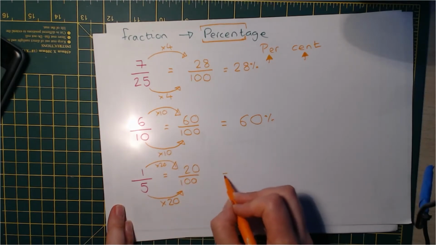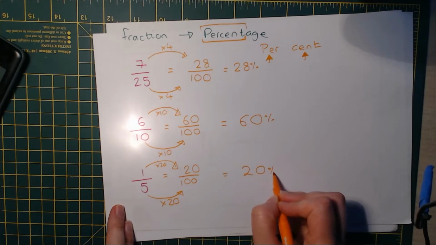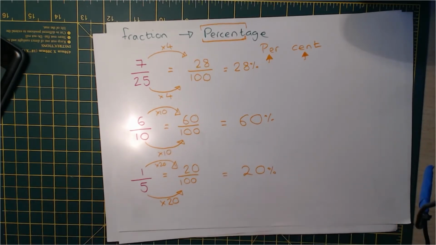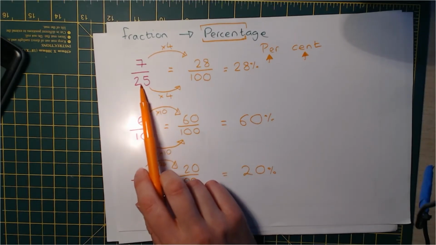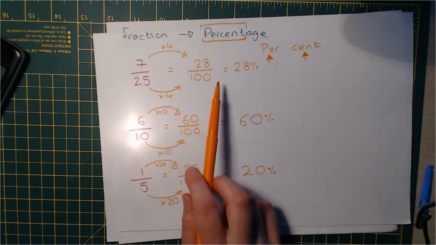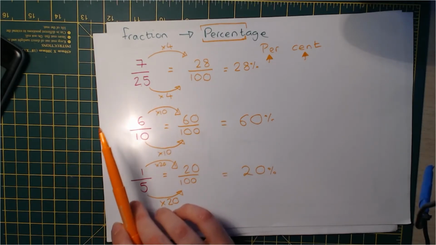We get 20 out of 100, so it's 20%. Okay, now that's my favourite way to do these, but it doesn't always work if this number doesn't turn into 100 easily. What if that had been 17? That would be horrible. We can't turn that into 100 so easily.